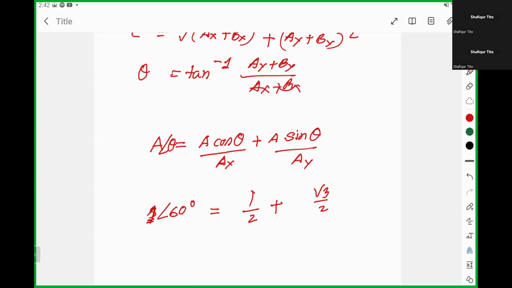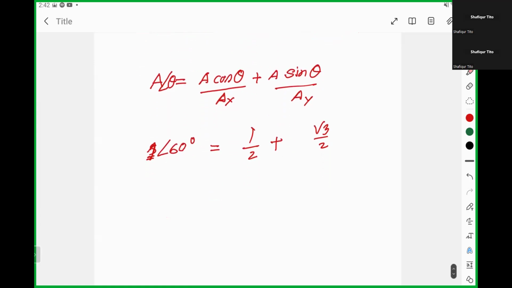Which one is the sine part, which one is the cos part? If you write in this way, I can identify, okay, this part is the sine part and this is the cos part. But if you write it down in numbers, can you identify which one is the sine part and which one is the cos part? These are two numbers, right? So we cannot do identification. So in order to make it identifiable, we represent this rectangular form in a complex number.